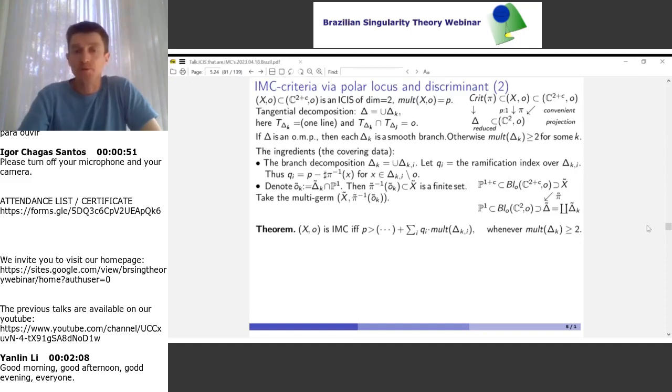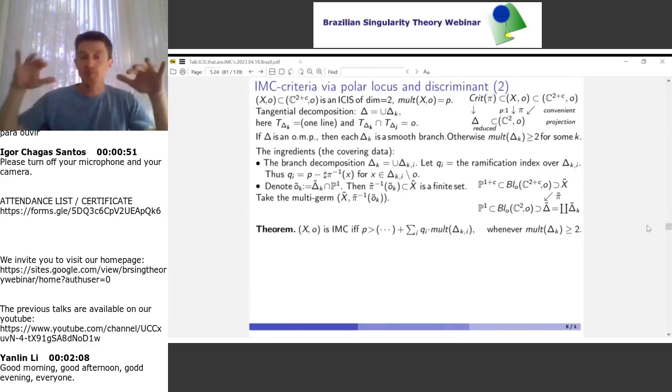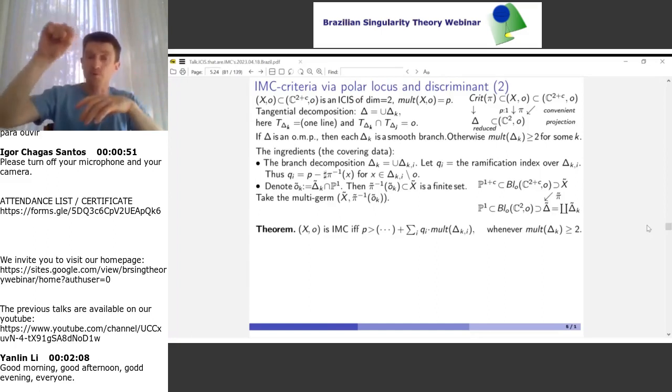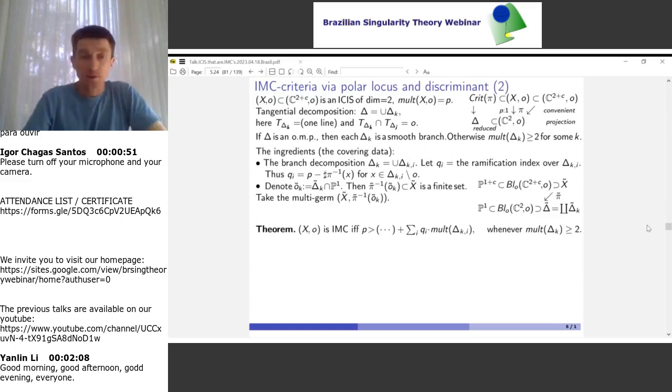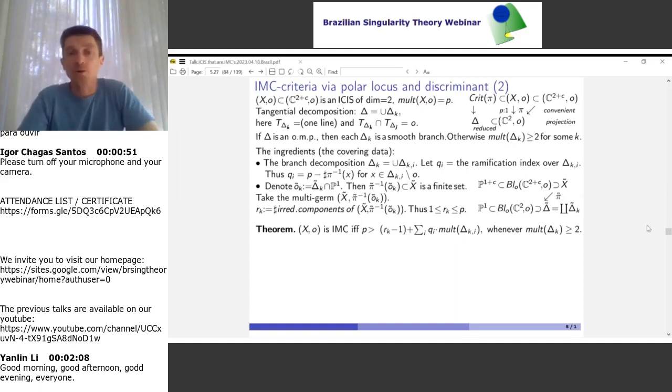And then we will take the multi-germ at this set. So once again, we had some surface downstairs. Then we take the strict transform. It is a surface still. And several points of this surface where it intersects the exceptional divisor. And we take the multi-germ. In general, it has several connected components. But each connected component could be further reducible. It could be irreducible or reducible. So let's just count the total number of irreducible components. It could be equal to the number of connected components, or maybe bigger. At least it is one, and it is bounded by p. P is the total degree of the covering. So this is Rk, and this is the additional ingredient in our theorem.